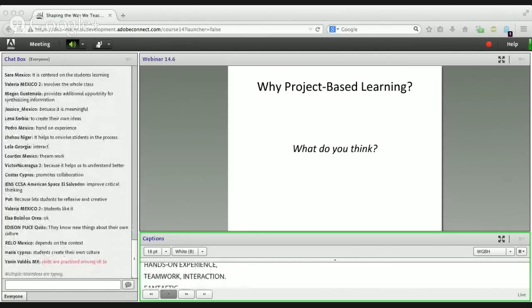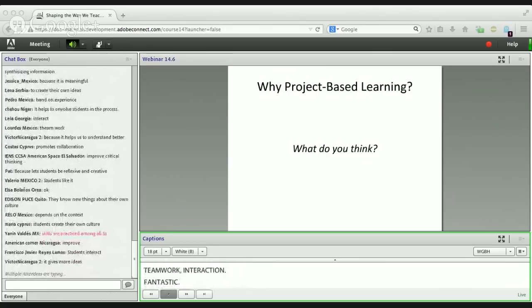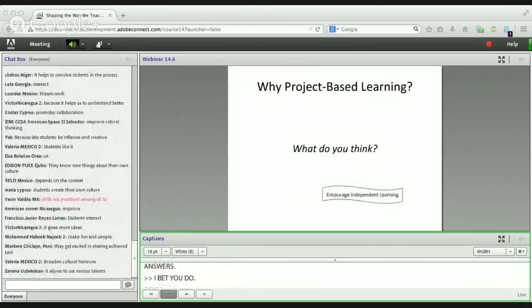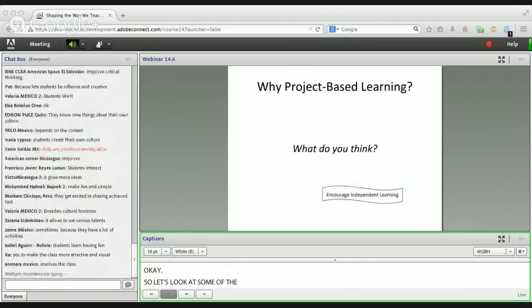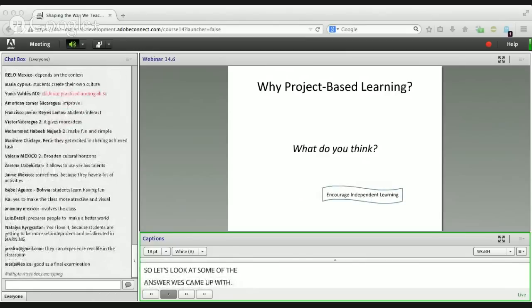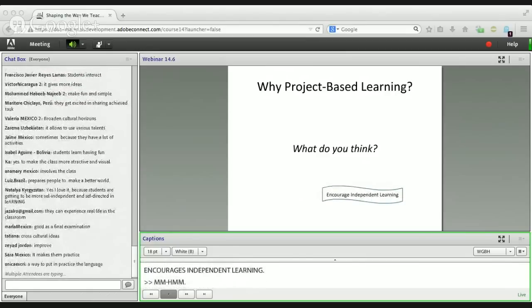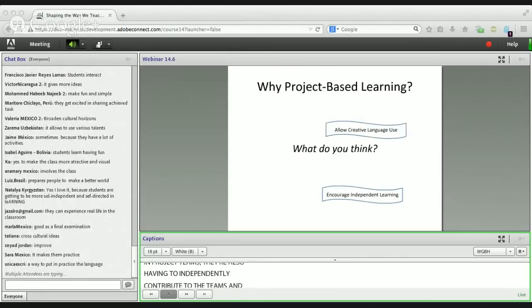I bet you do. Okay, so let's look at some of the answers we came up with. So, project-based learning encourages independent learning. Even though they're working in project teams, they're also having to independently contribute to those teams and groups. So, it encourages that. It allows for creative language use.